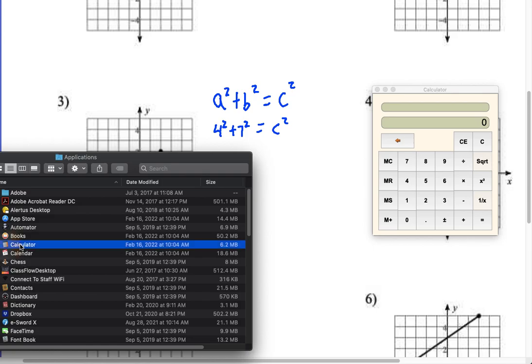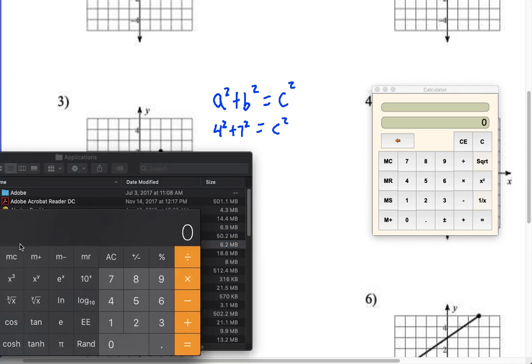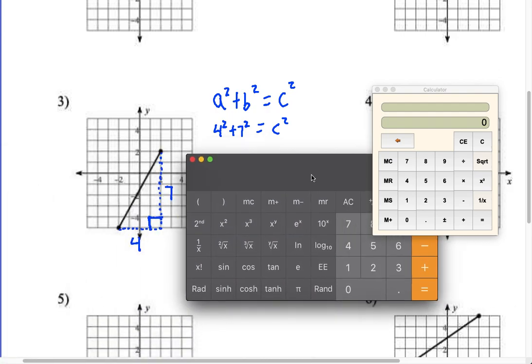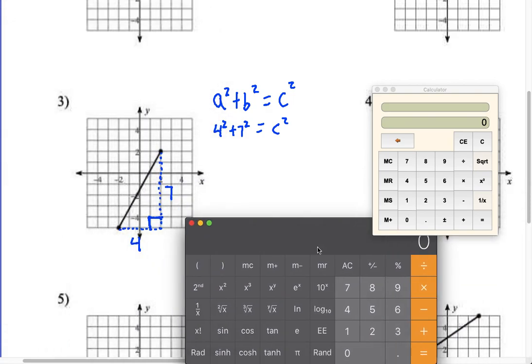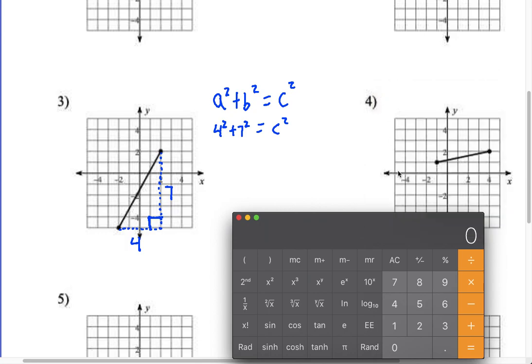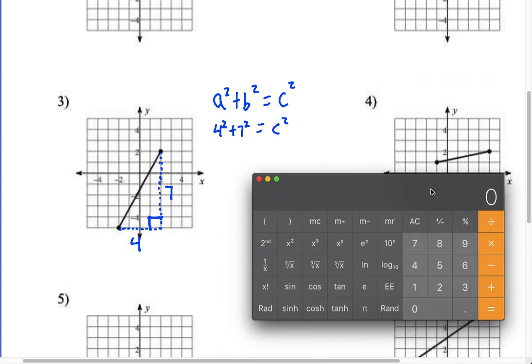Calculator, there we go. Sorry, I can't get it to where you can see everything on the screen. I can close this. All right, there we go. This calculator should do it. This should be programmed correctly. So if I do 4 squared plus 7 squared, it equals 65. That's correct.